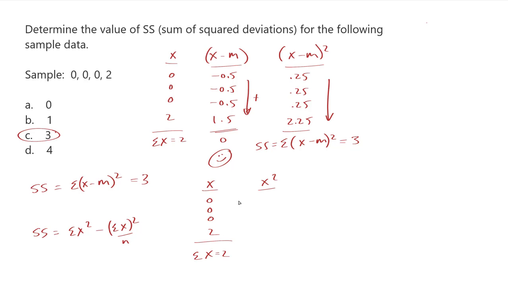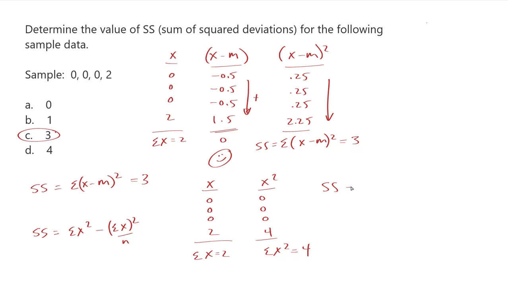I need my squared values, which will be easy because 0 squared is still 0. 2 squared is just 4. When we sum these up, it's going to be how much? It's going to be 4.